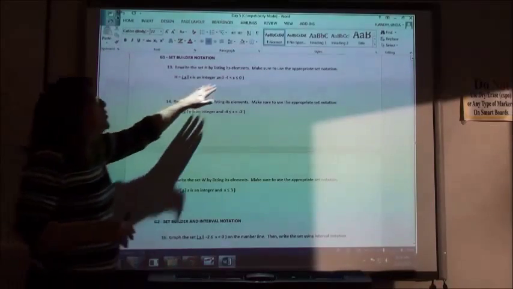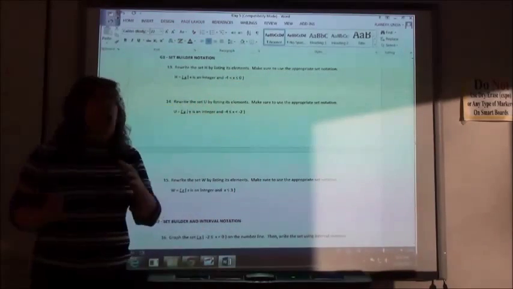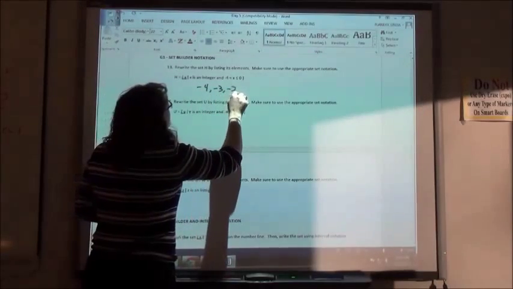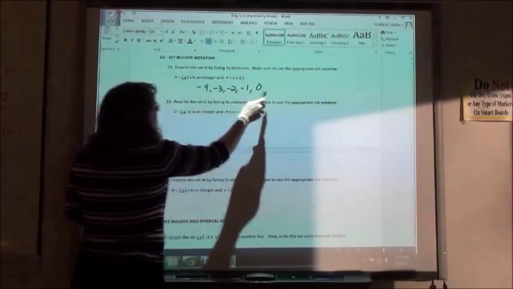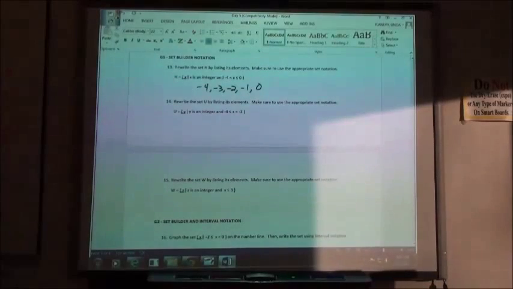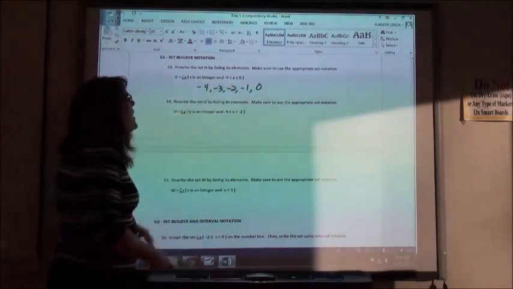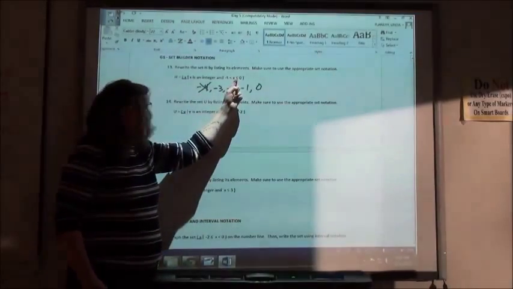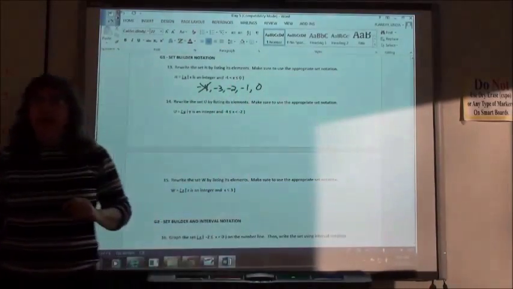Usually if I'm between two numbers, what I do is I just start and I say, okay, -4, -3, -2, -1, 0. Those are all my possible numbers. And then I look at the ends. If I'm not equal to one of the ends or both of the ends, I'm going to cross them off. In this case, I'm not equal to the -4, so I'm going to get rid of that from my list. I am equal to the 0, so I'm going to keep that one.